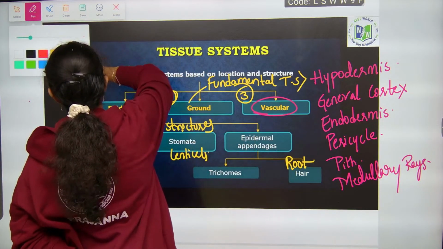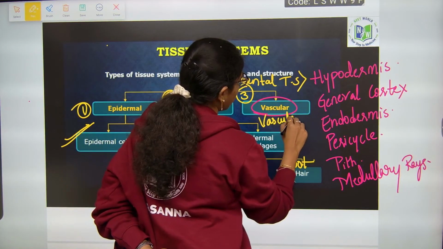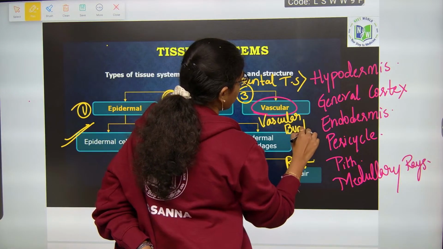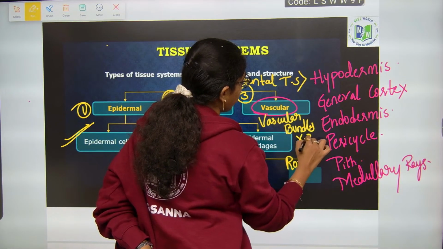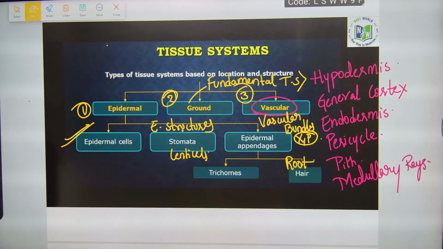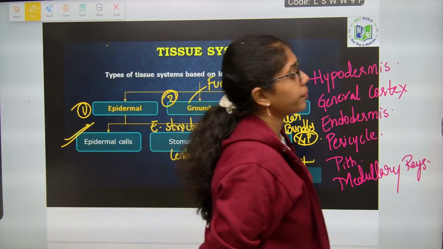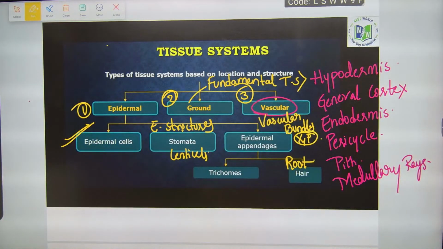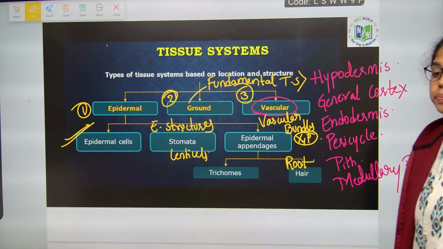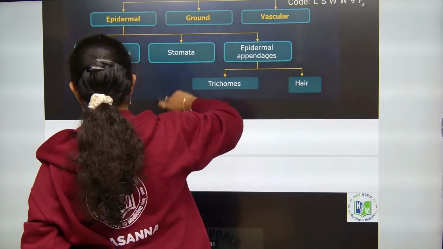Vascular tissue system just includes the vascular bundles. Vascular bundles include what? Xylem and phloem. Fine, right? Take down quickly. And then we will move on to epidermal tissue system of root, stem and leaf. Done? Now we will see the epidermal tissue system of root, stem and leaf.